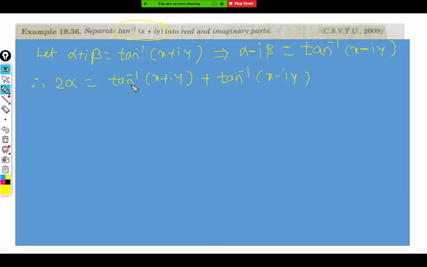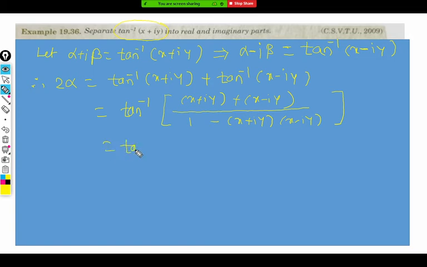Now is there any result for tan inverse a plus tan inverse b? Can you write tan inverse a plus tan inverse b in one form? It is a tan inverse of, yes, anyone? Tan inverse a plus tan inverse b is tan inverse of a plus b, that is x plus iy plus x minus iy, divided by 1 minus ab. You know this result? Good. If not, remember: tan inverse a plus tan inverse b is tan inverse of a plus b upon 1 minus ab. Now we just have to simplify.